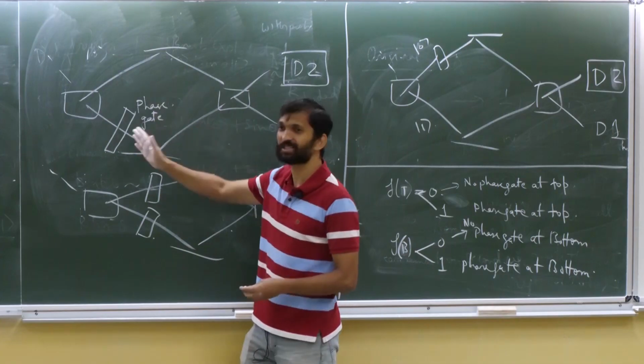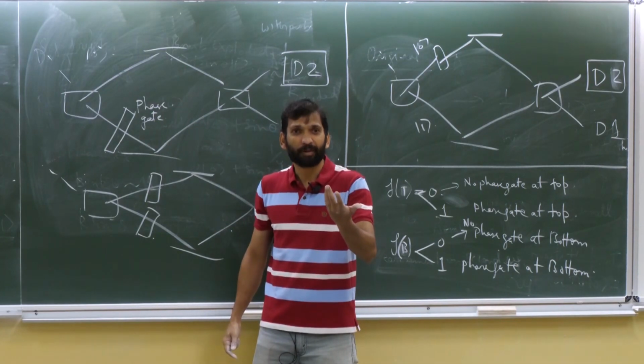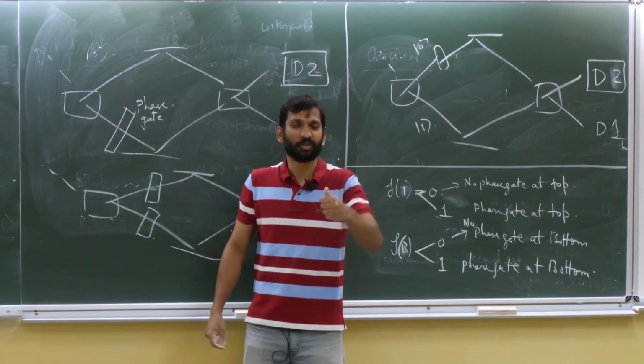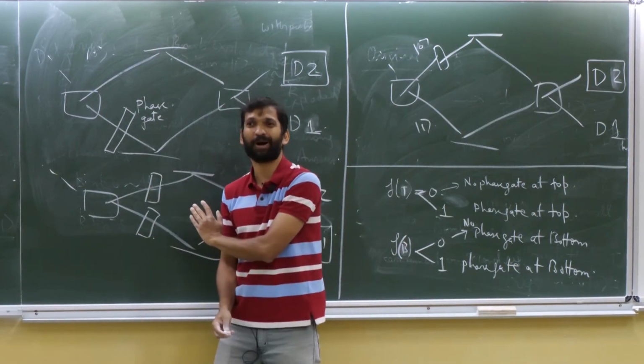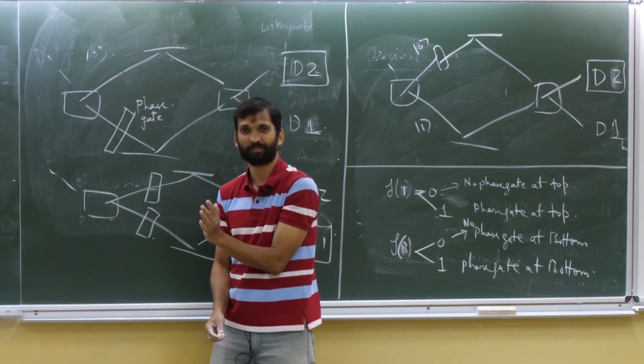So whether there is a phase gate or not depends on my function value. Other way to say it is someone will give me the function value. Using that I will have a switch so that the phase gate will rotate and come in the path or something. Okay.